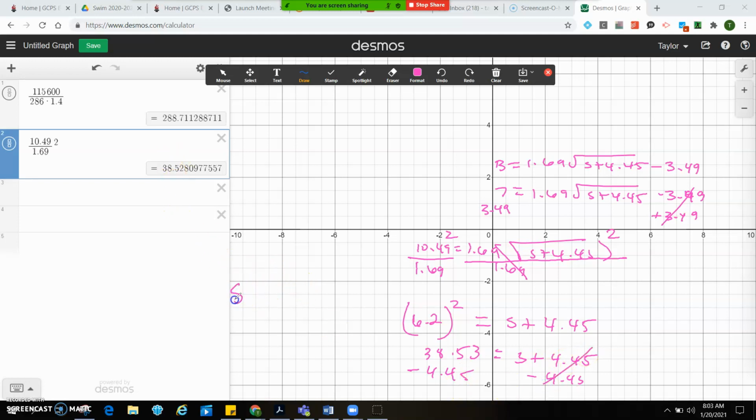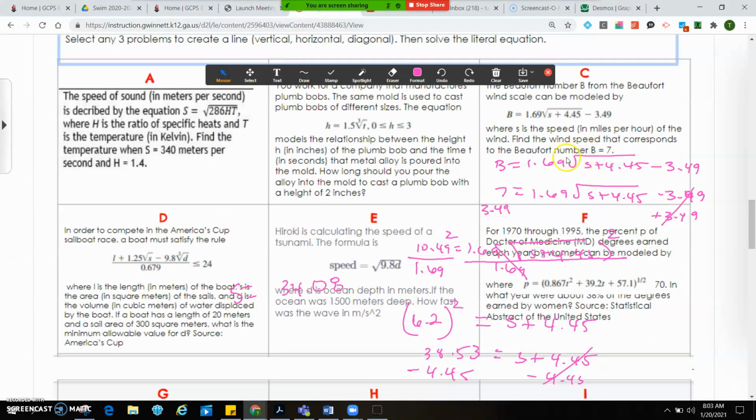And so S is going to equal 34.08, and that's measured in miles per hour. Okay?